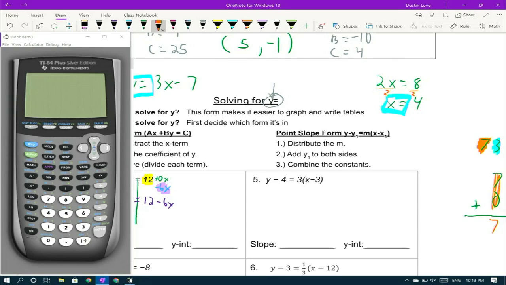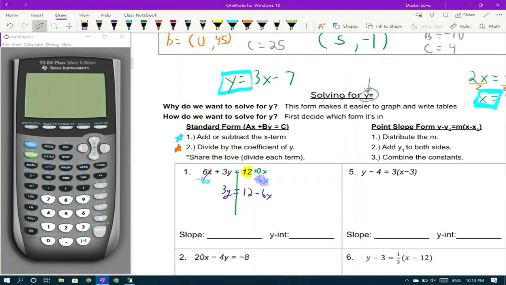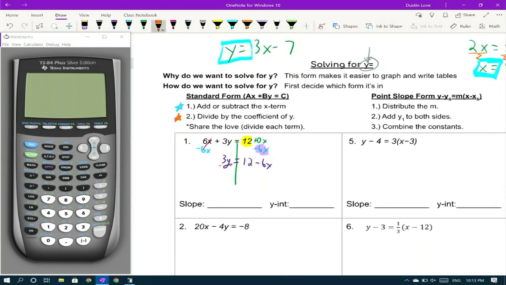Well, now that things are a little bit more complex, we've got to be more complete with that. It's not just whatever you do to the left, you do to the right. It's whatever you do to one thing, you do to everything. So if I'm going to divide this by 3, divide by the coefficient of y, I have to do that to everything. Not just to the 6, not just to the 12, to everything in the equation.